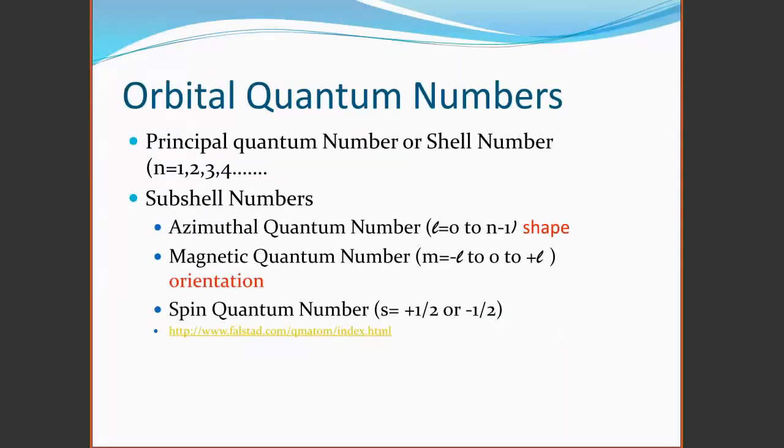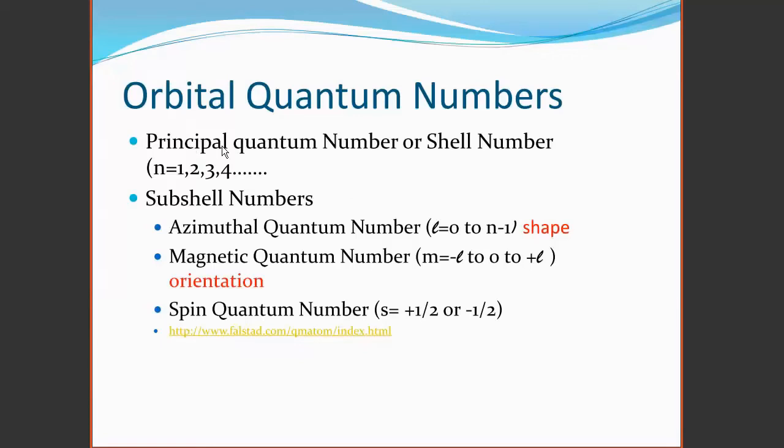Each quantum state is described by 4 quantum numbers. Each electron must have a unique set of quantum numbers, as 2 electrons may not occupy the same quantum state within the atom. This is known as the Pauli exclusion principle. Let's have a look at these 4 quantum numbers.